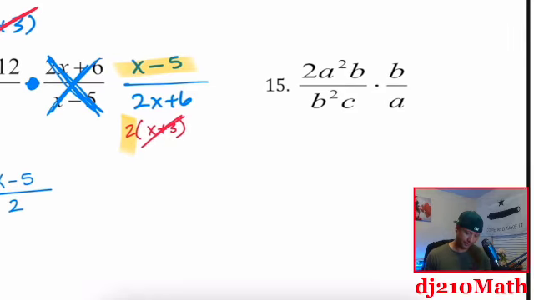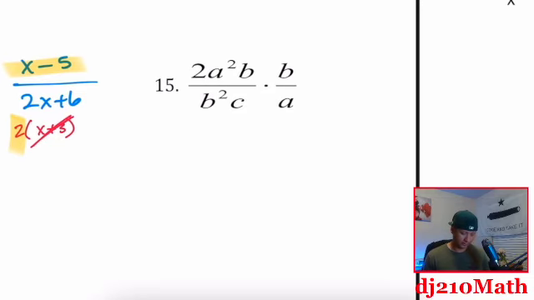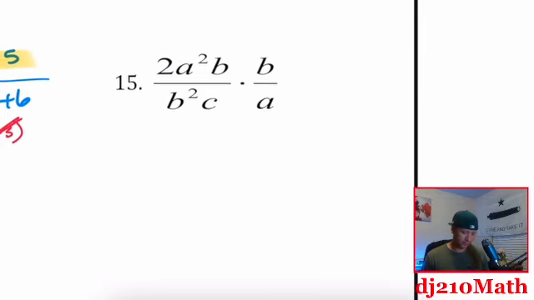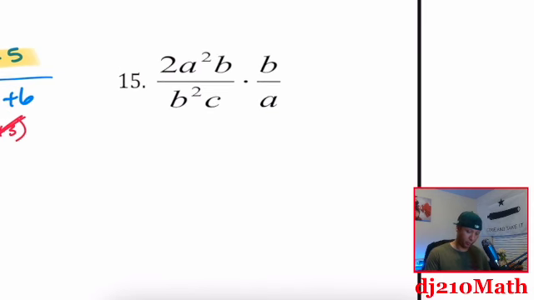Okay, number 15. So here, it's multiplication, right? It's multiplying. So can't factor anything because there's no plus or no minus. Everything is basically factored. So now we start canceling things. So what can we cancel? There's an a in the denominator and 2 a's in top. So this is basically a times a, right? That's what a squared means.